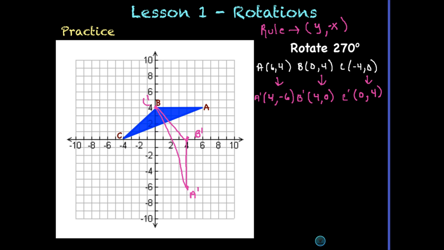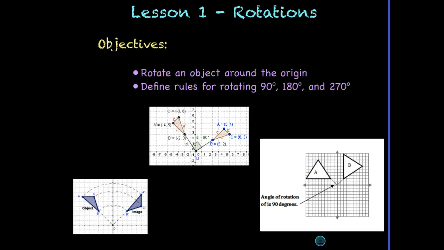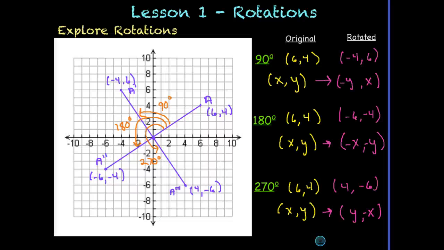And that concludes our lesson today on rotations. Remember, we are rotating an object about the origin. It is different than a reflection, and it is important for you to make sure that you have these rules in your notes when you are performing the practice to make sure that you rotate correctly.